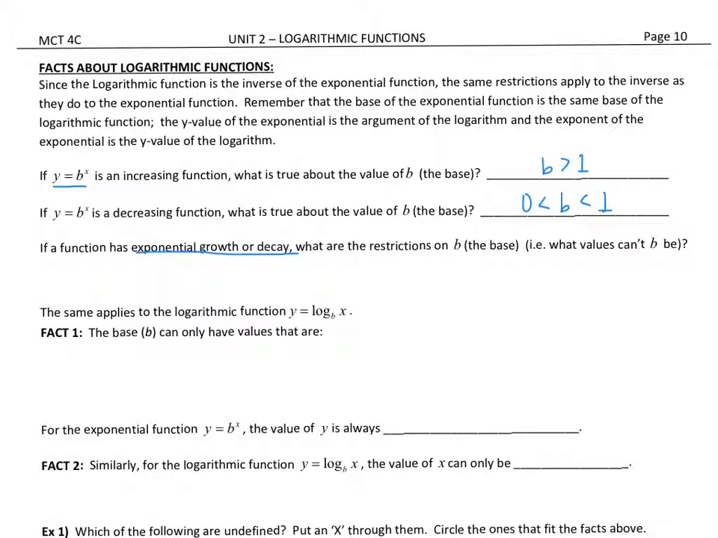The same fact applies to the logarithmic function. The base can only have values that are either greater than 1 or between 0 and 1. If they're negative, it's not going to work. If they are equal to 1, it doesn't work.